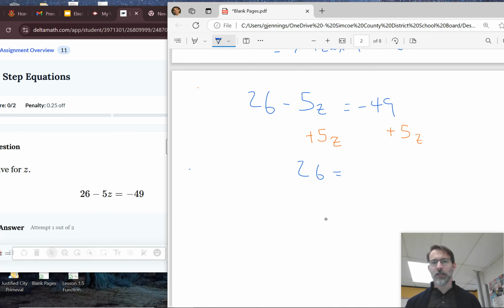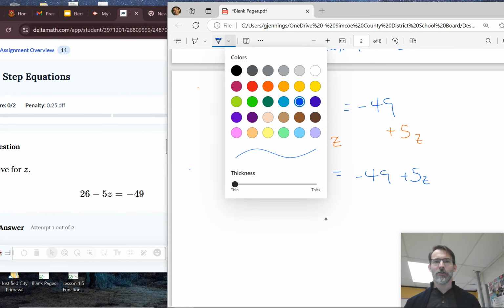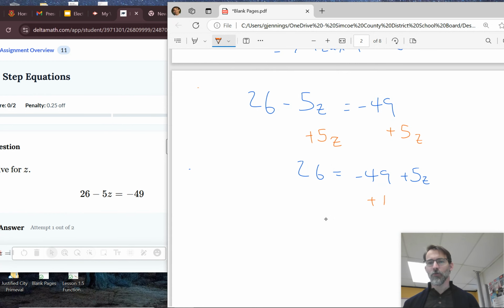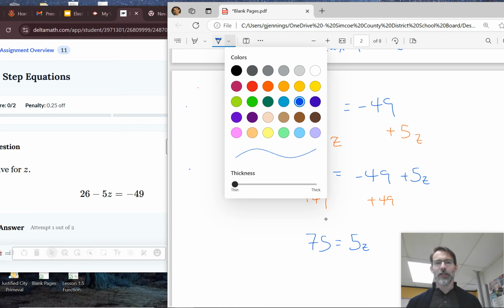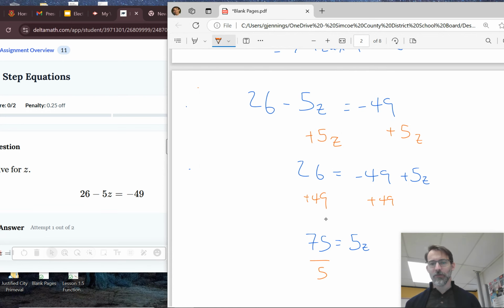26 equals negative 49 plus 5z. I still don't have z isolated, so I'm going to add 49 to both sides. I'm allowed to do the same thing to both sides of the equation, so I do that. That gives me 75 equals 5z. Only one thing left to do here, divide both sides by 5. Gives me 15.